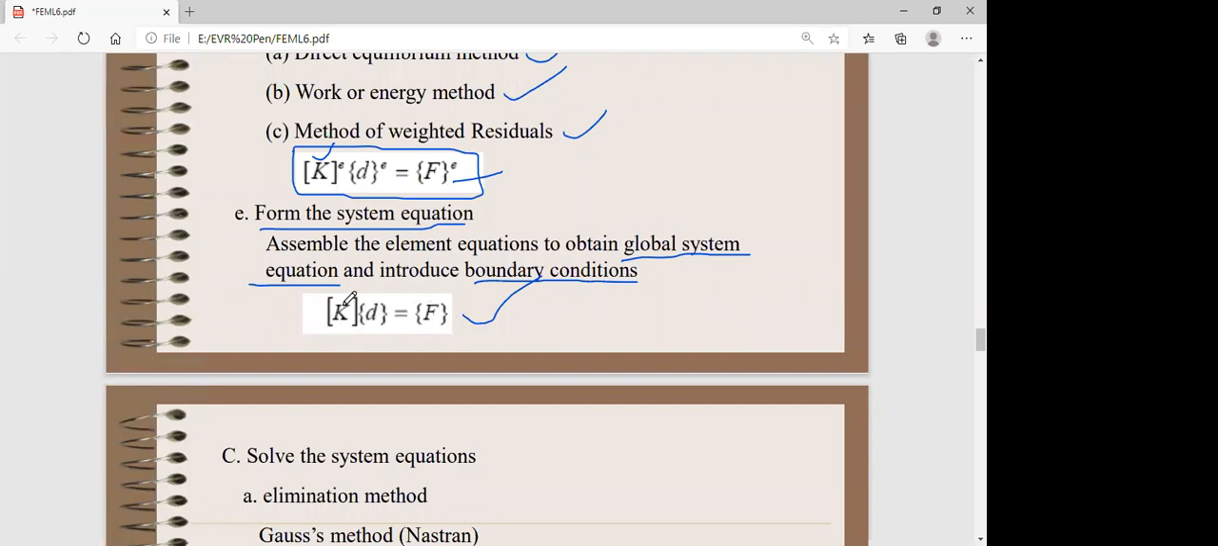Again, this matrix here is the element stiffness matrix, but this matrix is called the global stiffness matrix. This is the global displacement vector. This is the global load vector. This expression is specifically for an element, so the superscript of these matrices is a small e, which represents element.